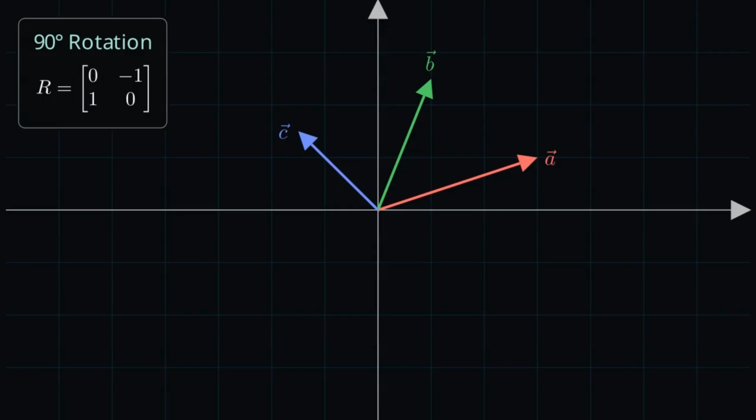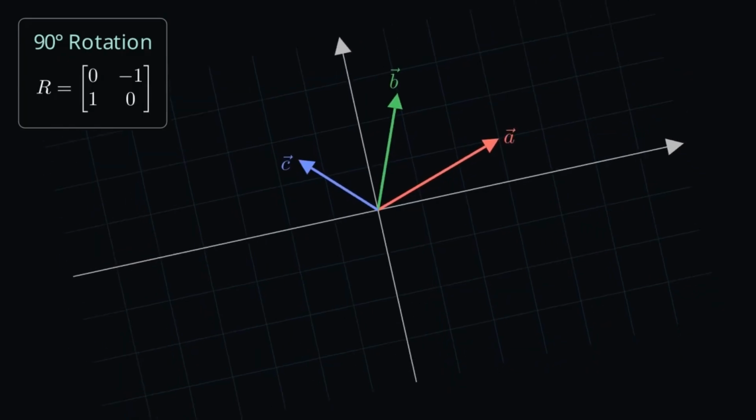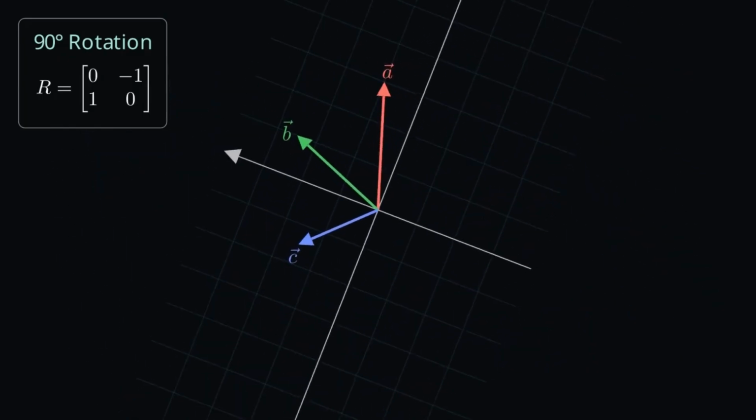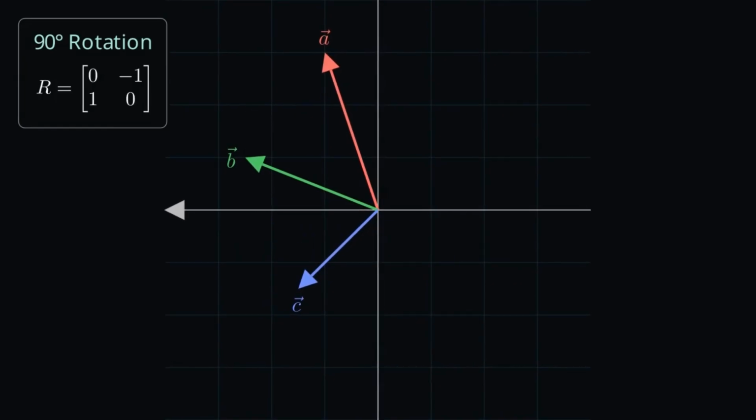Let's start with a pure 90-degree rotation. This matrix rotates every vector counterclockwise by 90 degrees. Watch, every arrow rotates together. The lengths stay the same, the angles between vectors stay the same. A rotation preserves the geometry, it just spins the whole world. Notice, the projection, the shadow of B onto A, has the exact same length as before. Rotations preserve dot products and projections.